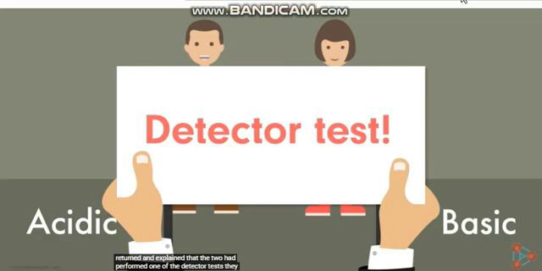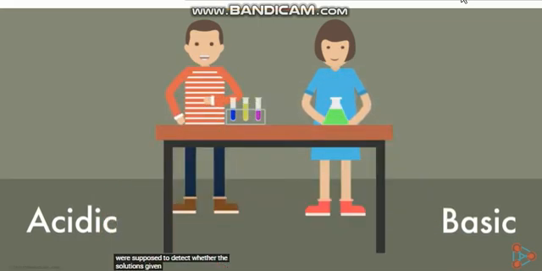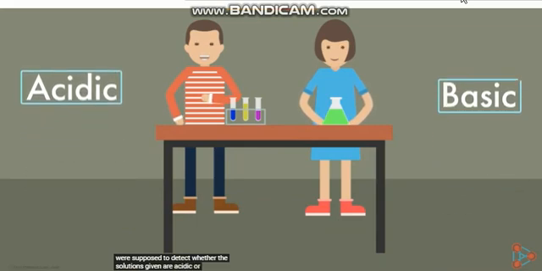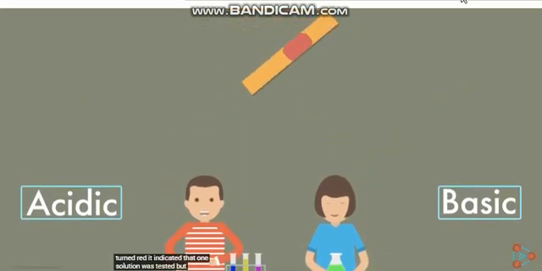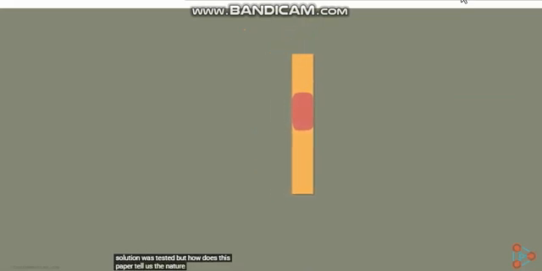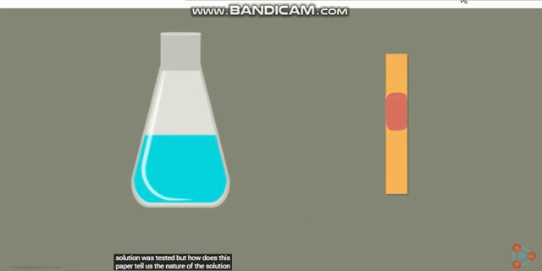So the teacher returned and explained that they too had done the test which tells whether a substance is acidic or basic in nature. Since the yellow color of the paper turned to red, it indicated something about the solution that was tested. But how does this paper tell us the nature of the solution?